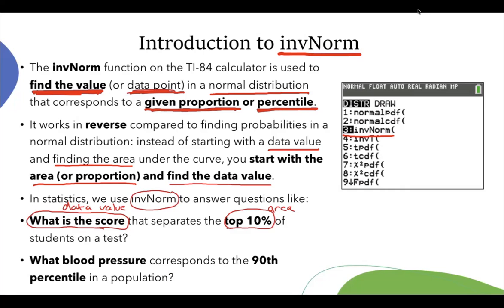Here's another example. What blood pressure? Again, that's not asking you for a probability. It's asking you for a data value. What blood pressure corresponds to the 90th percentile? Now, the 90th percentile is another way of saying we can rephrase it as the bottom 90%. So it's giving us area in the form of a percentile, and it's asking us for a data value. So we use inverse norm.